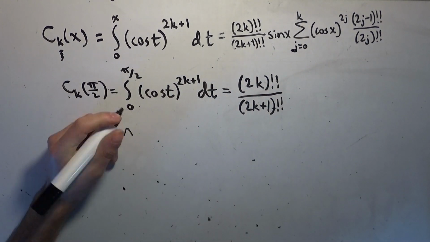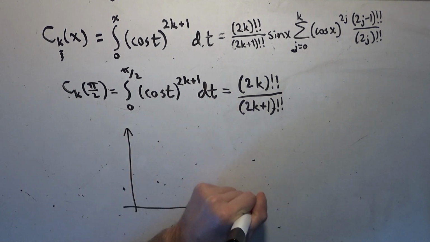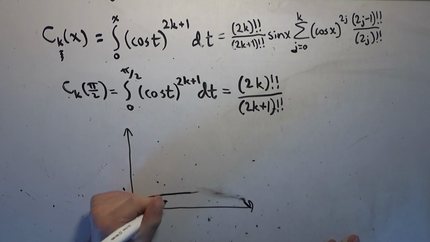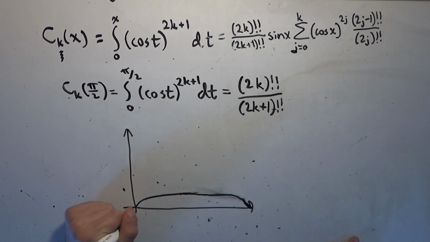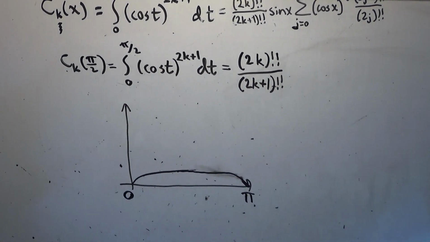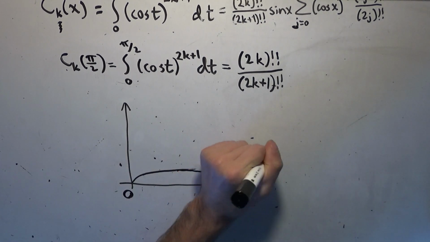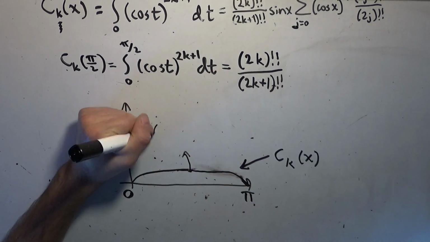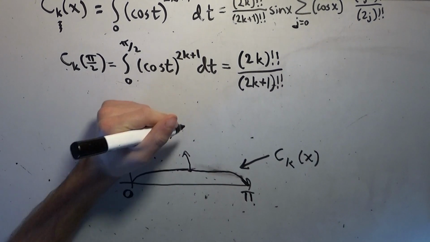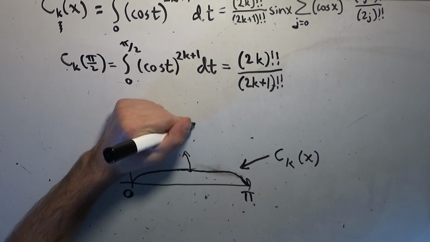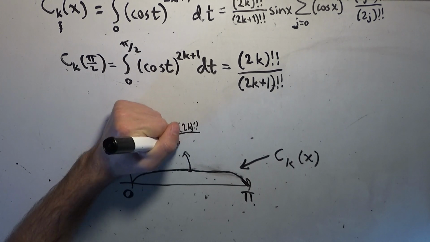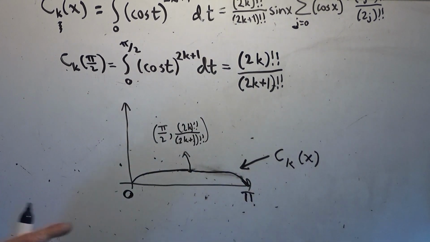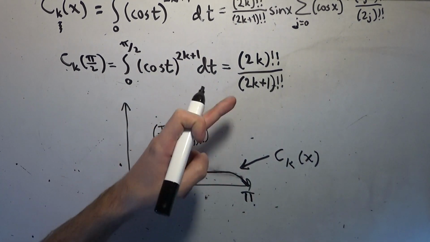So let's make sure we're all clear as to what I mean here. This is essentially what some integral will look like, right? This is supposed to be more or less flat, and then it goes back down to 0. So this is 0, this is pi, and this function is c_k of x, right? And this point here is pi over 2, because that's what we plugged in, comma 2k double factorial over 2k plus 1 double factorial, right? That's that point right there, because we're plugging in pi over 2, and that's the number that we get.